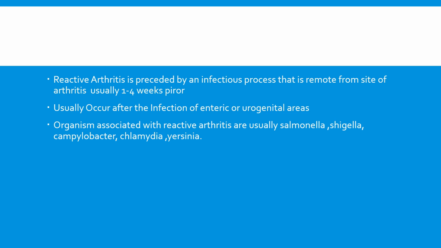Reactive arthritis is preceded by an infectious process that is removed from the site of the arthritis, usually 1 to 4 weeks prior, usually occurring after an infection of the enteric or urogenital areas. Organisms associated with reactive arthritis are usually Salmonella, Shigella, Campylobacter, Chlamydia, and Yersinia.